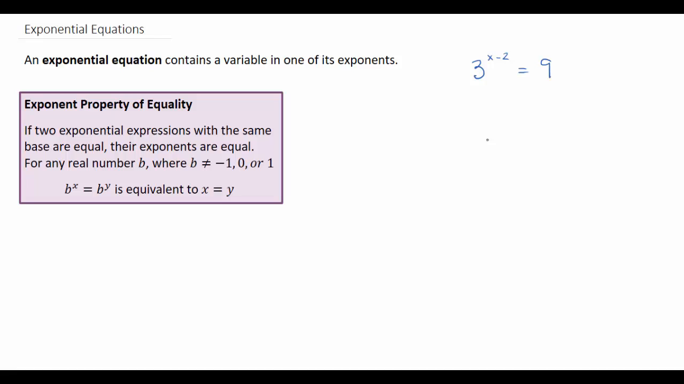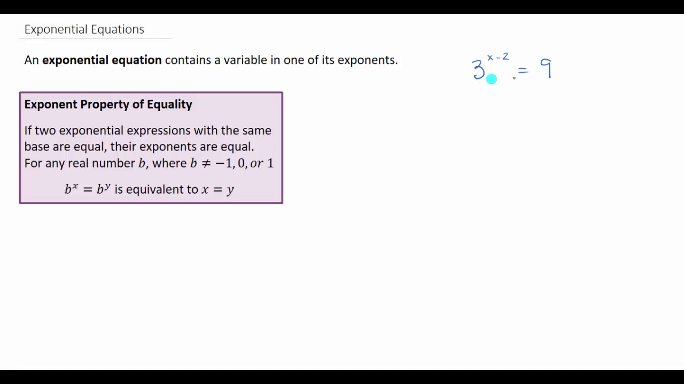In order to solve these, we have the exponent property of equality. If we have two exponential expressions with the same base that are equal, then their exponents are equal. For example, b to the x equals b to the y is equivalent to x equals y. If you think about that, it makes quite a bit of sense. If the left side really does equal the right side, and the bases are the same, then it forces the exponents to be equal. So let's see if we could try this on this problem.